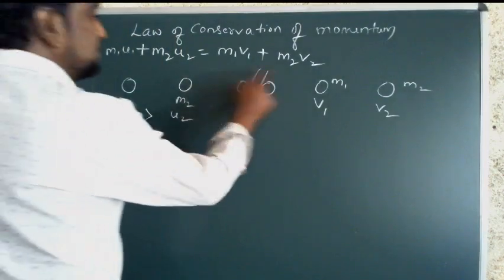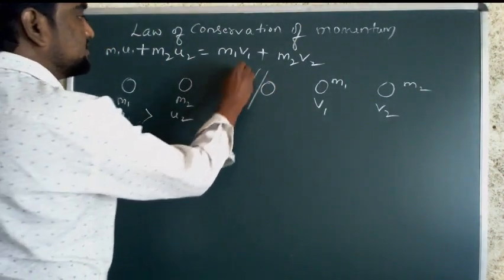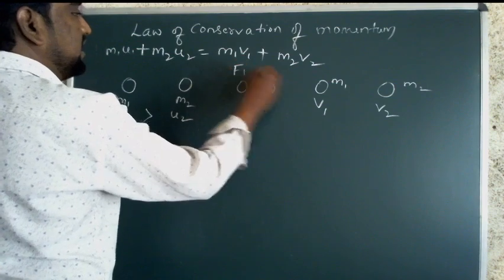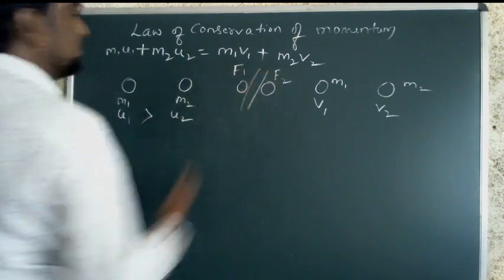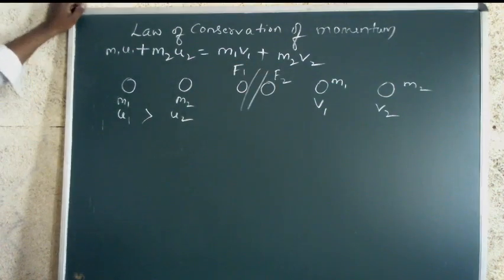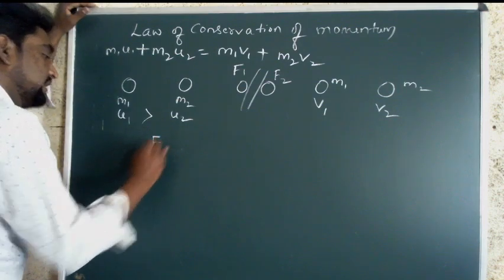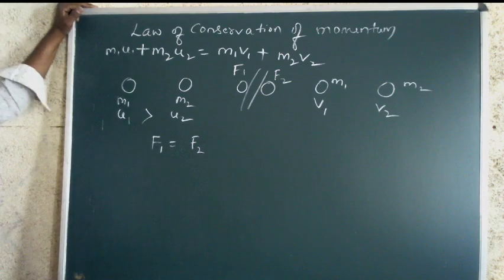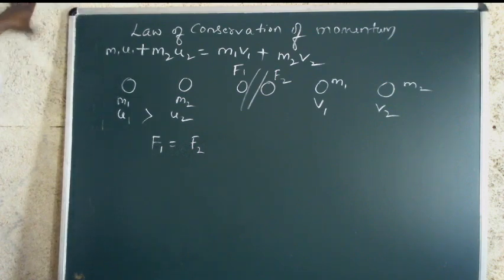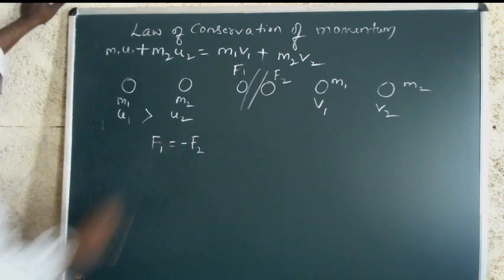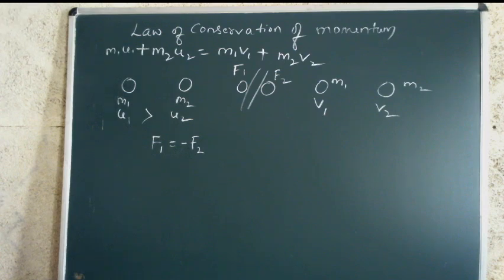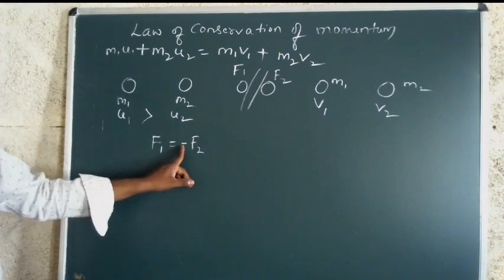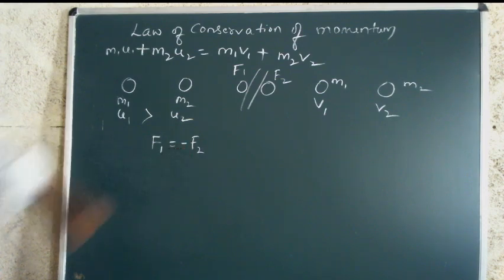Here the force exerted by the first body is F1 and the force exerted by the second body is F2. According to Newton's third law, children, F1 must be equal to F2 because action and reaction are equal and opposite, so that's why I'll take minus here. Hope you remembered Newton's third law: action and reaction are equal and opposite. So that's why I have taken minus here.